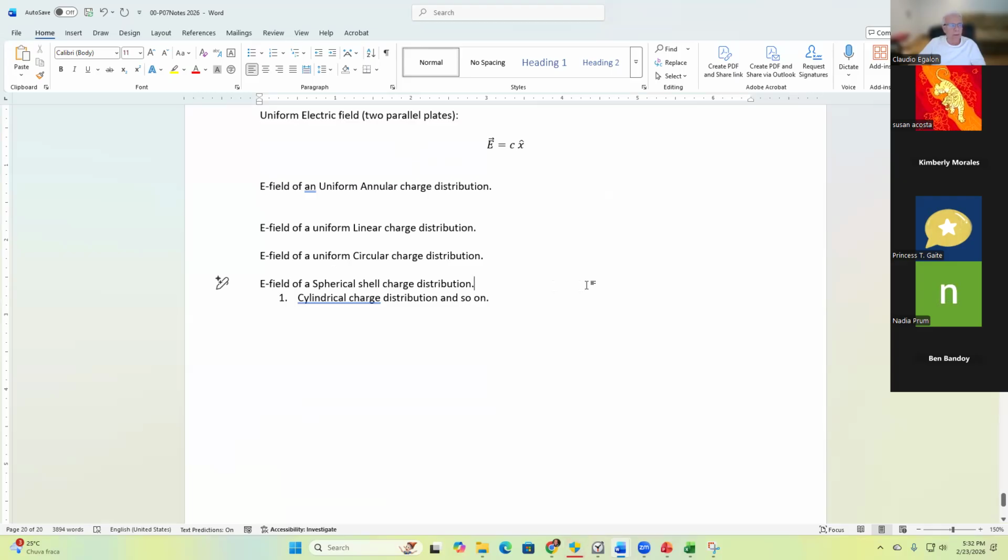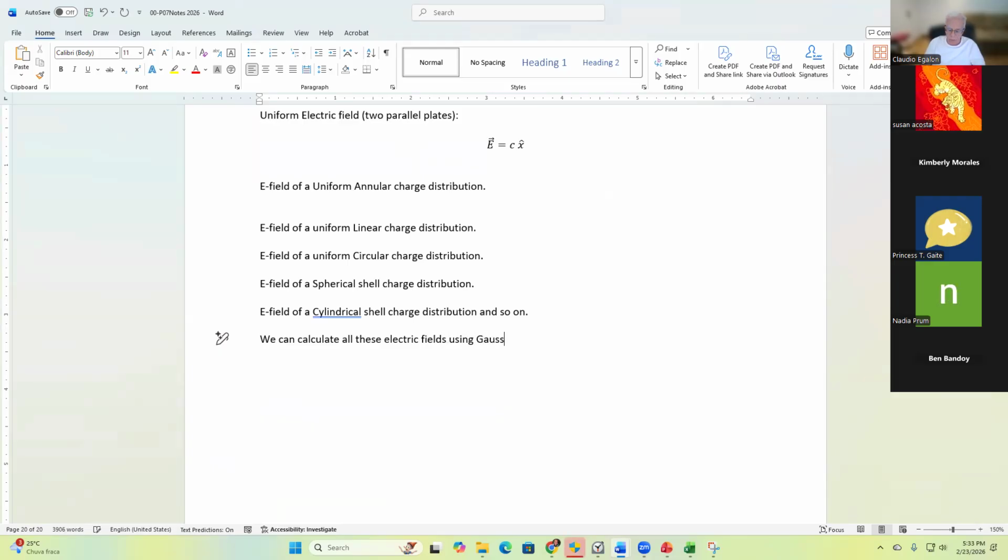A spherical charge distribution is going to be a little bit more difficult. Okay, and E field of a cylindrical shell charge distribution, different geometries that we can calculate the electric field. And we can do that using Gauss's law. Let me show you how we do that, okay?